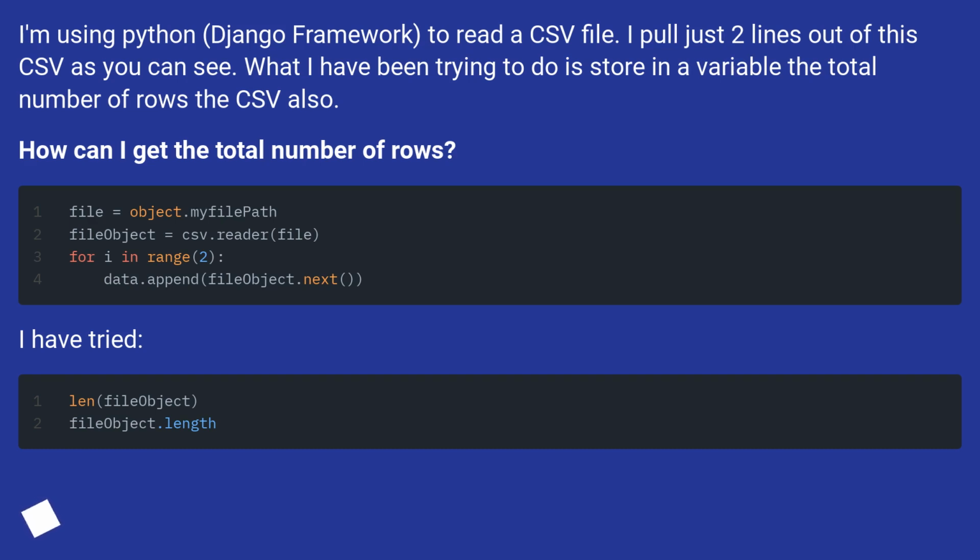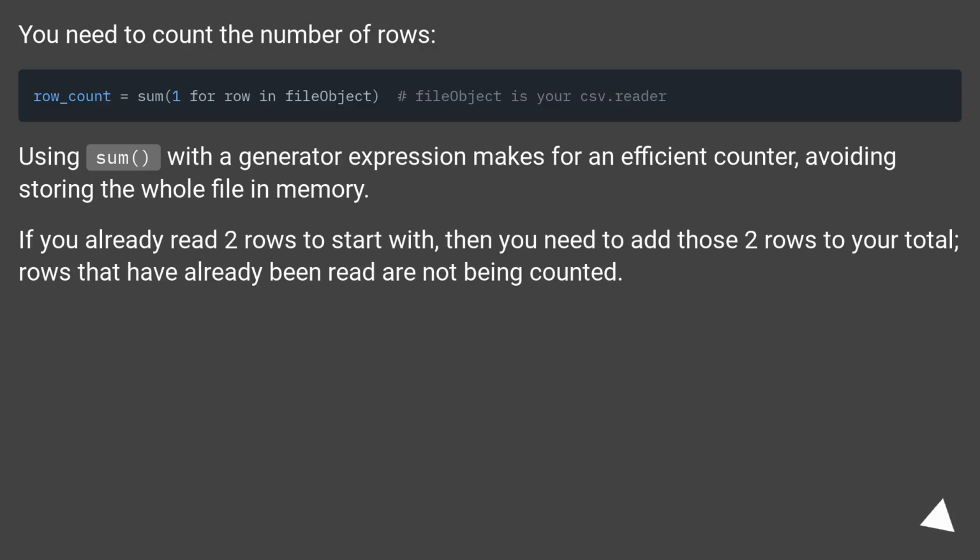I have tried. You need to count the number of rows. Using sum with a generator expression makes for an efficient counter, avoiding storing the whole file in memory. If you already read 2 rows to start with, then you need to add those 2 rows to your total. Rows that have already been read are not being counted.